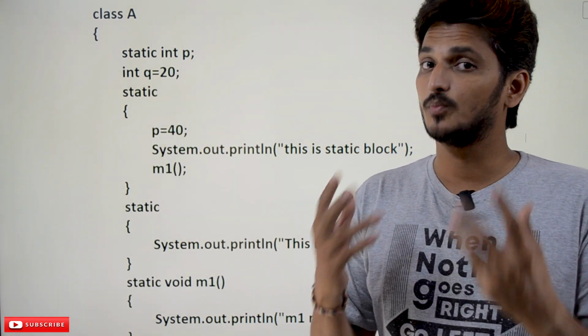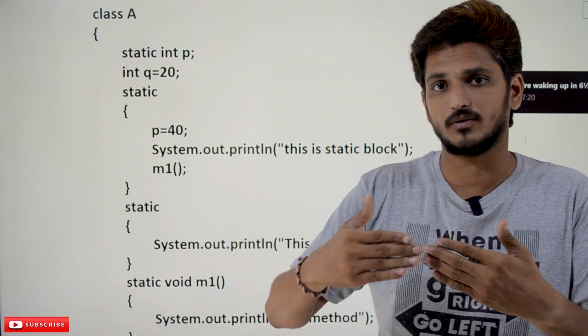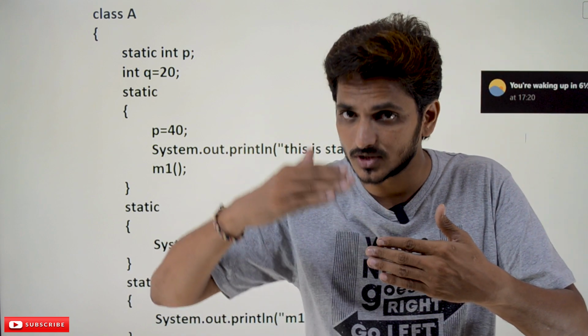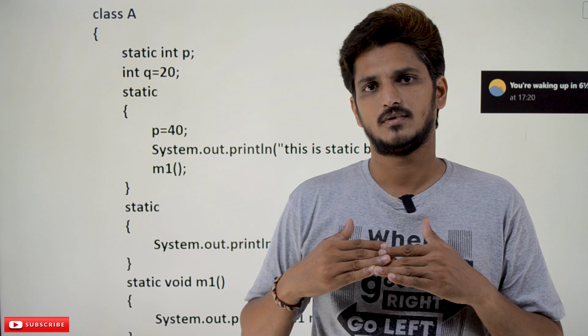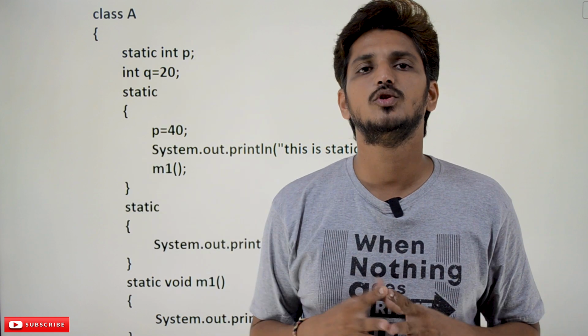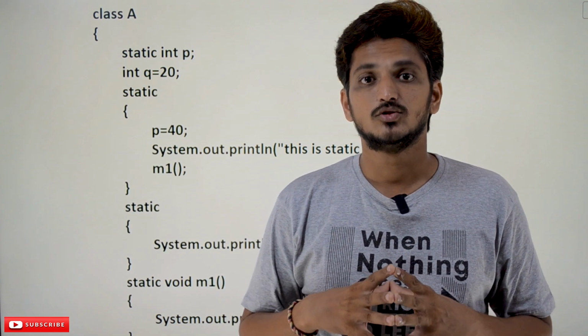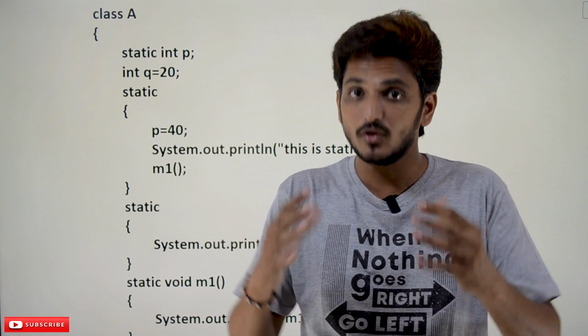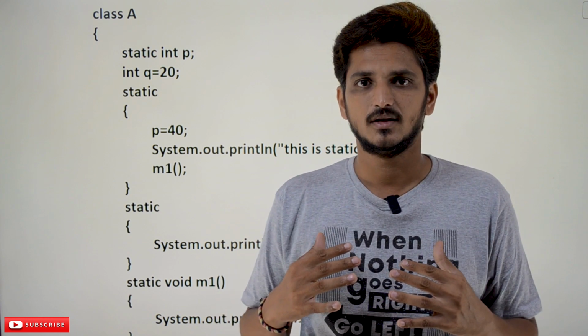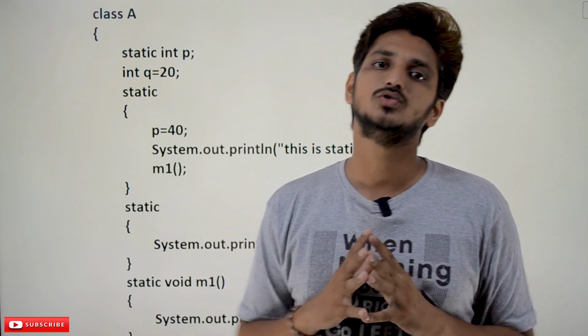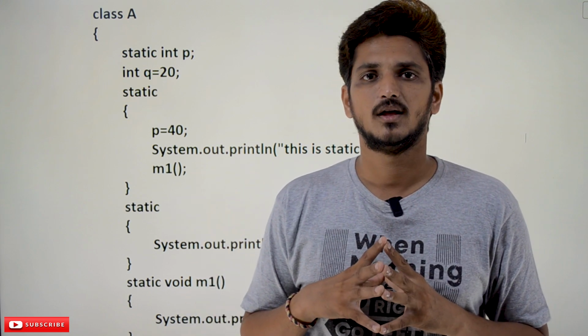So the important point you need to understand: before our main execution starts, the static block is going to be executed. So if you want to do something before your main starts, then we have to go with a static block. That is the use of a static block.